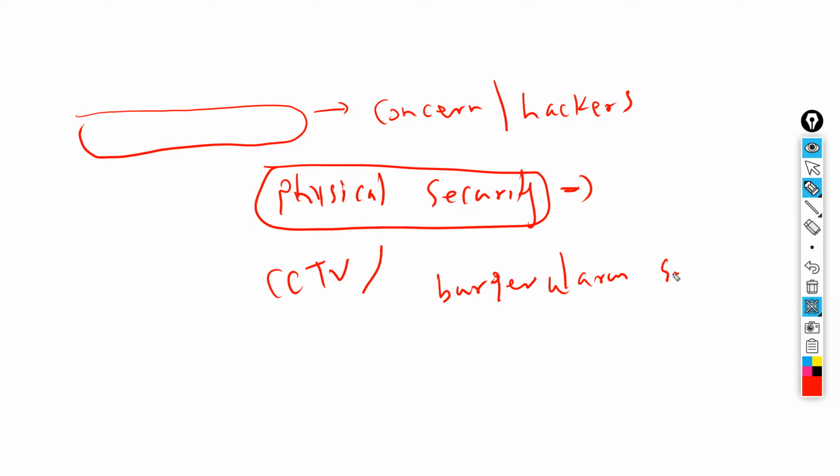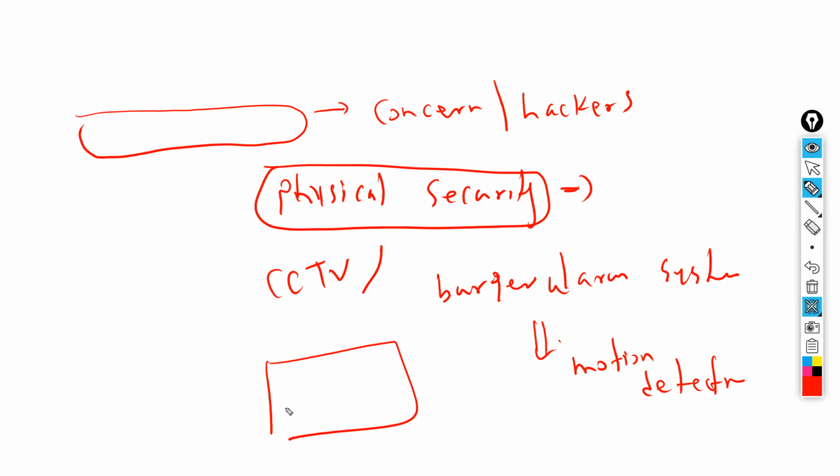Burglar alarm system works with motion detectors. Motion detection means that if someone comes on the surface, if the surface is changing or some sound comes, there is an alarm system. The alarm will ring. That is called a burglar alarm system.